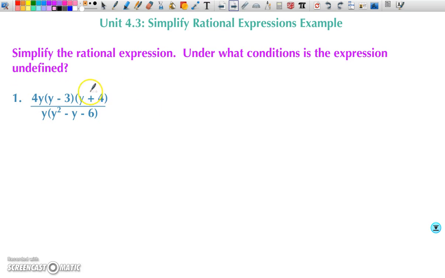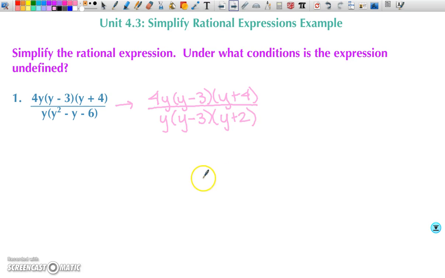The first thing that we need to do is factor. Well, the top part is already factored, so there's nothing we need to do there, but the bottom part needs to be factored down here. So I'm going to leave the top as it is, as 4y times y minus 3 times y plus 4. At this point, you have done a lot of factoring, and you shouldn't need me to do the step by step, so I'm going to just skip ahead and factor this right into y minus 3 times y plus 2. And from here, everything is factored.